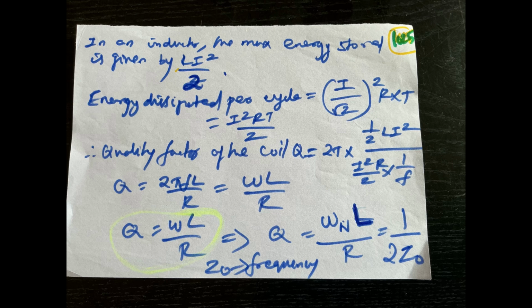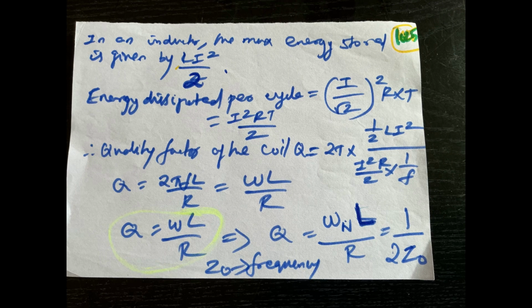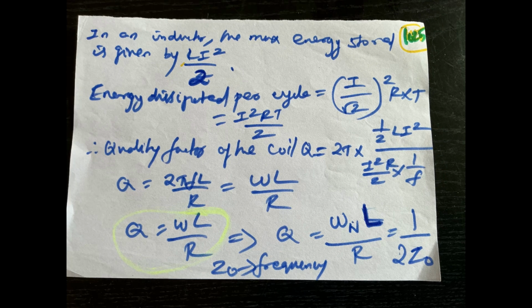In an inductor, the maximum energy stored is given by L I squared divided by 2. Energy dissipated per cycle is I divided by root 2, the whole square, into R into T, that is I squared R T divided by 2. Quality factor of the coil Q is 2 pi into L I squared divided by 2, divided by I squared R T divided by 2, into 1 by F.